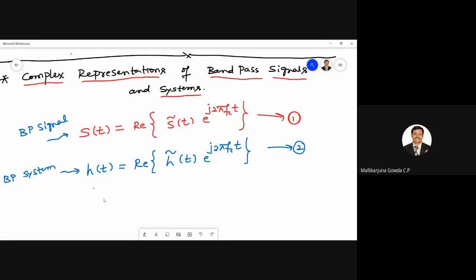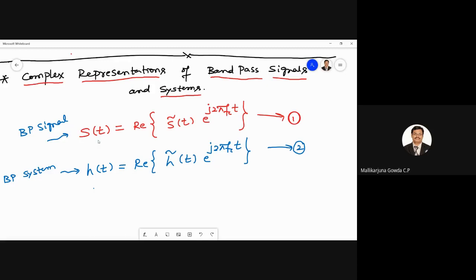As I was saying, in both the bandpass signal and bandpass system equations, the exponential factor is there, right? So the analysis of the bandpass system driven by this bandpass signal becomes complicated with the presence of this exponential factor. To simplify that analysis, I said we can use the complex low pass equivalent representation of the bandpass signal, as well as the complex low pass representation of the impulse response of the bandpass system. By the combined use of those two, we will be able to simplify the analysis of the bandpass system driven by the bandpass signal.